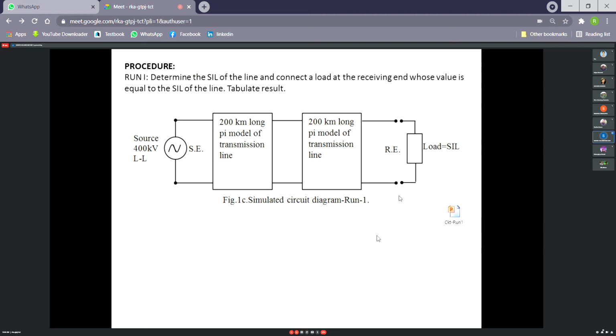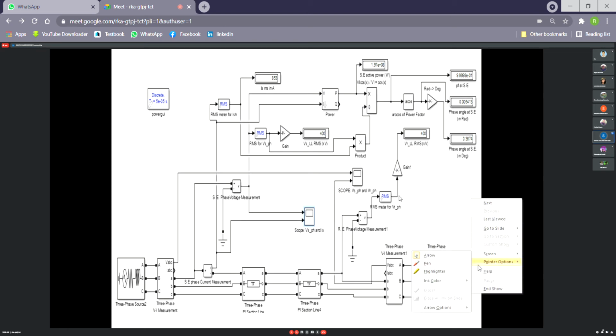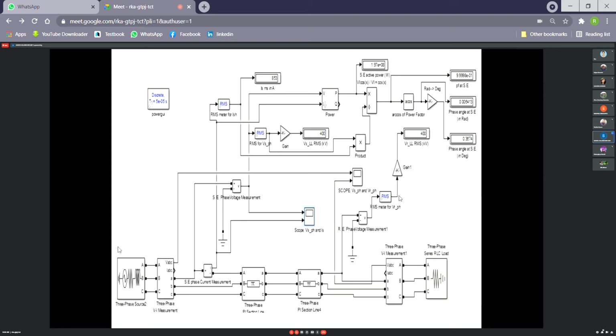So what will be the circuit? I have shown it here, and I shall show you the MATLAB Simulink model also. Here you see, forget about this above part. You see only this portion. Only this portion you see, right?